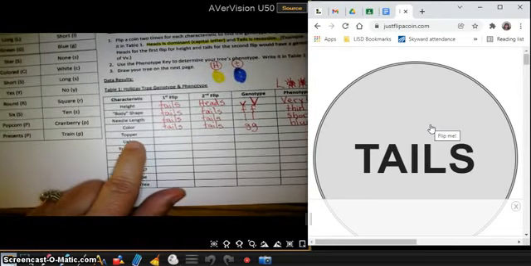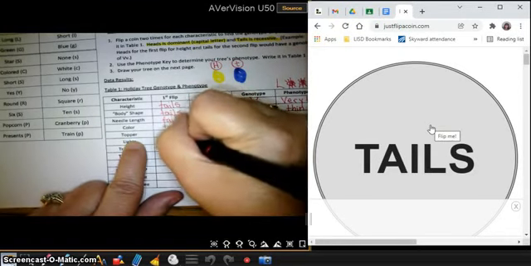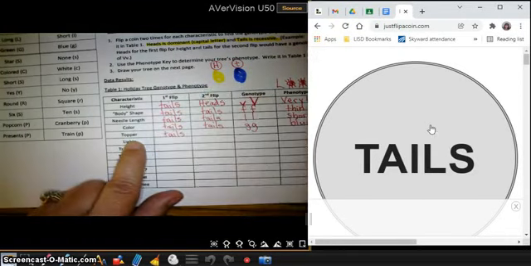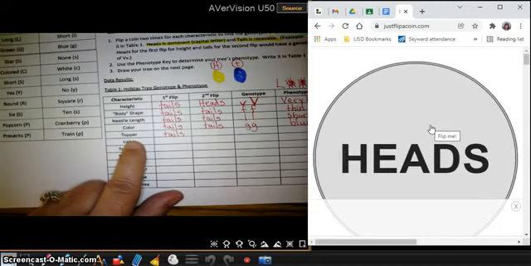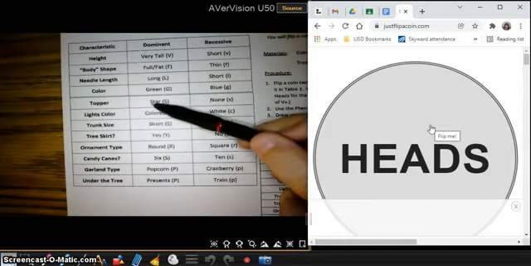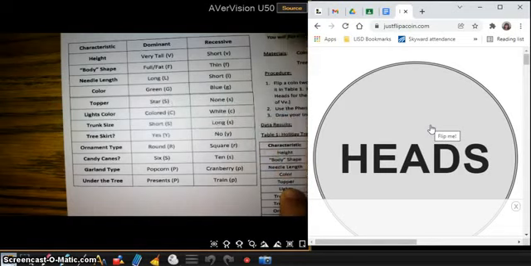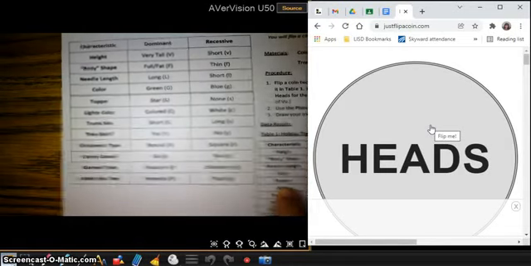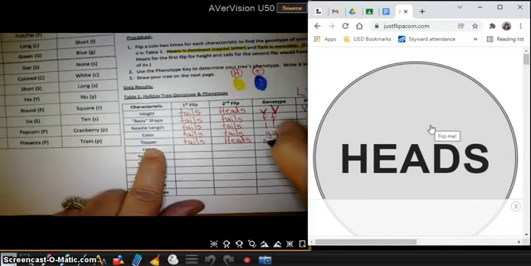The topper on the tree, we're going to flip and it's going to be tails. We'll flip again. It's going to be heads. Okay, so when we look at topper, they could have used a T for topper, but they didn't. They used S for star. Capital S for star, little s for no star. So I have a little s and a capital S, but because this is a dominant trait, I'm going to have a star on the tree.